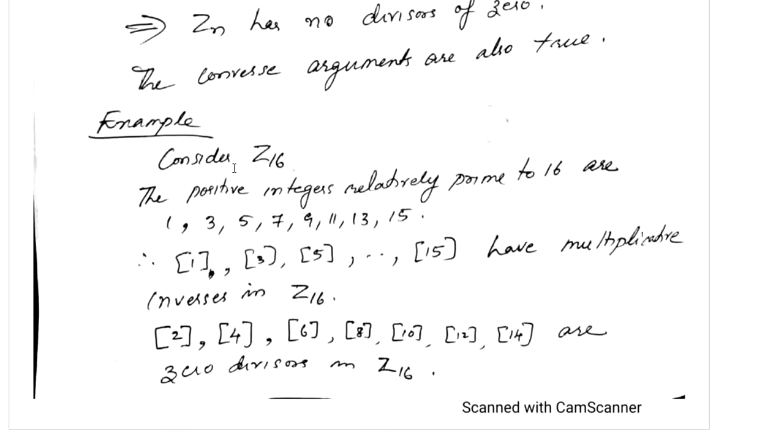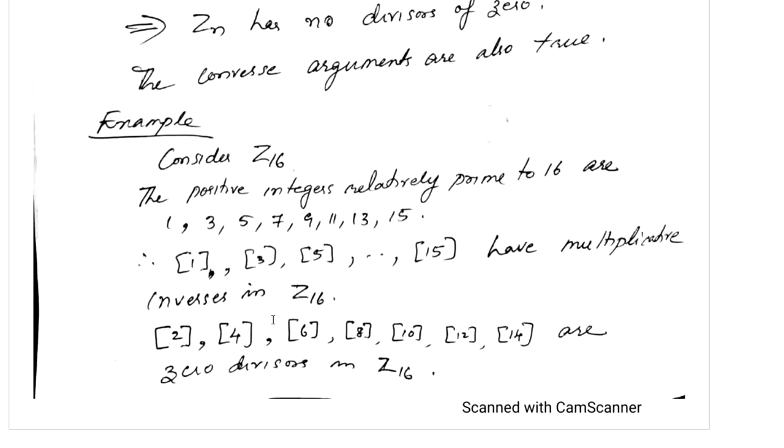Consider the example of Z16. The positive integers relatively prime to 16 are 1, 3, 5, 7, 9, 11, 13 and 15. So congruence classes of all these elements will be having multiplicative inverses in Z16. We said in the earlier proposition that the elements in Zn having multiplicative inverse precisely will be of those numbers which are relatively prime to n. That is what is written here first.